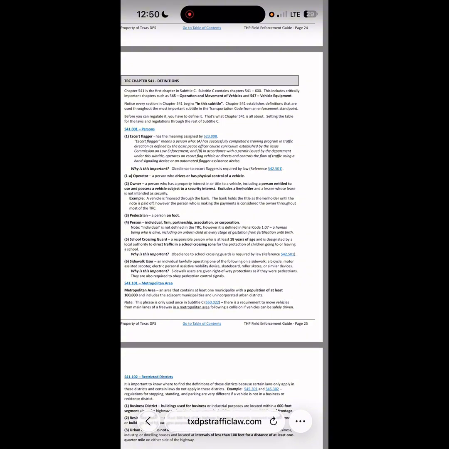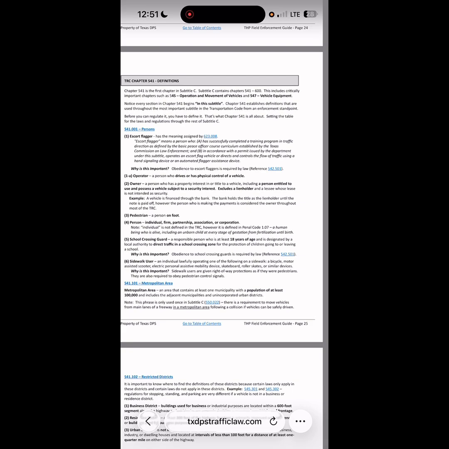542.501. 1A. Operator, a person who drives or has physical control of a vehicle. 2. Owner, a person who has a property interest in, or title to a vehicle, including a person entitled to use and possess a vehicle subject to a security interest. Excludes a lienholder and a lessee whose lease is not intended as security.